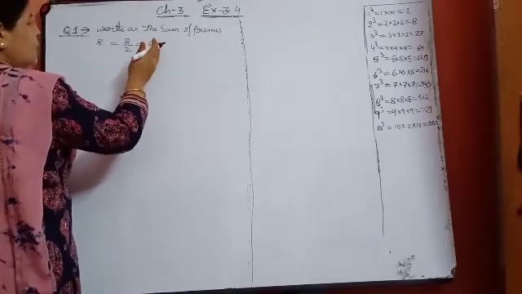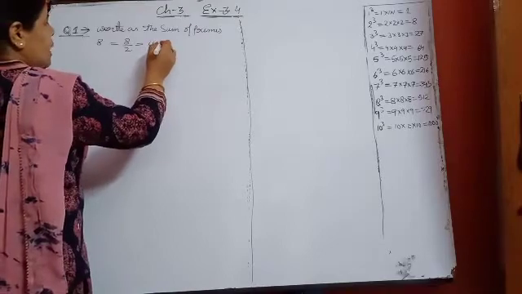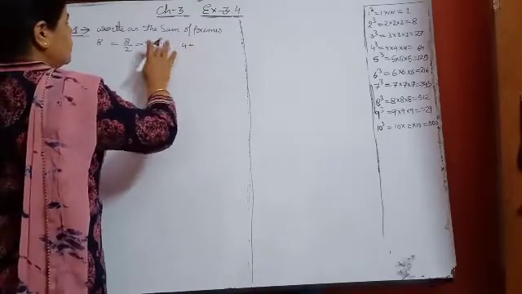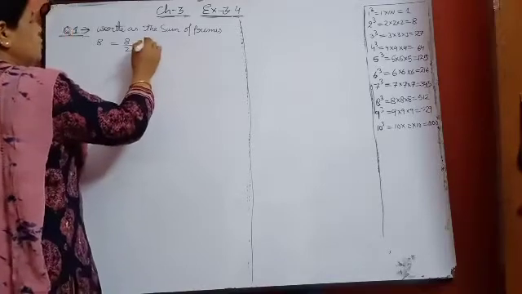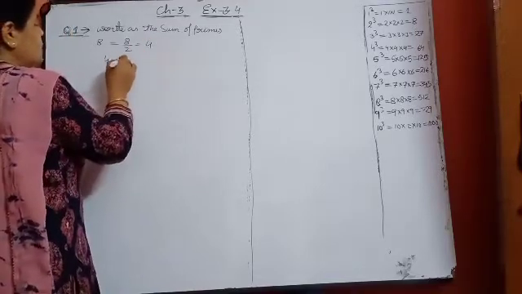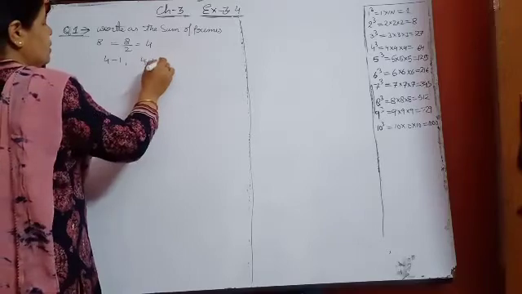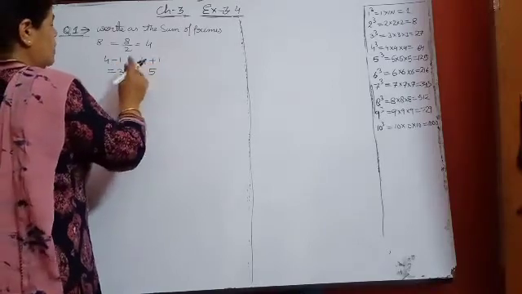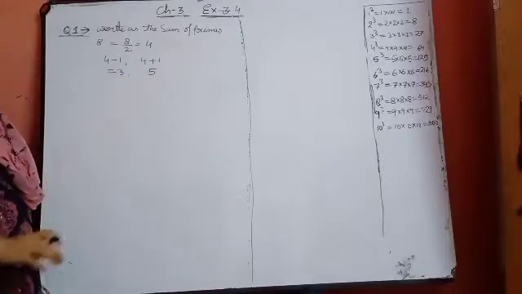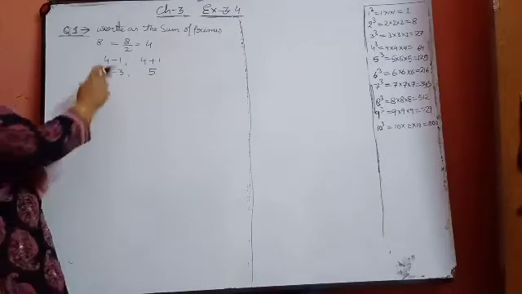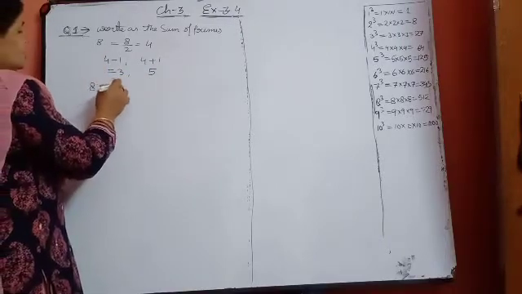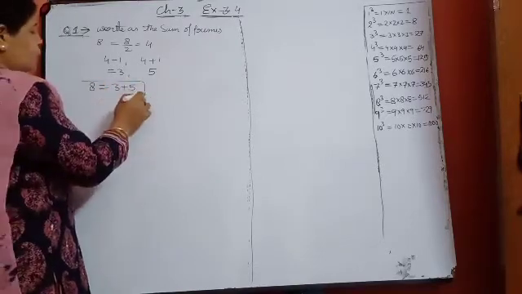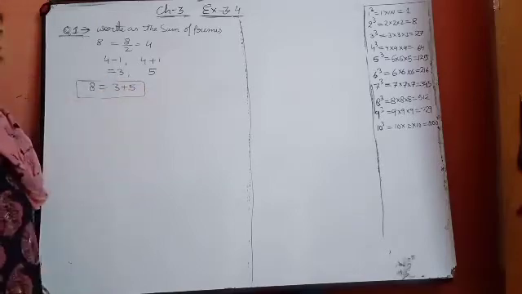In one part you subtract 1 and in the other part you add 1. Just see, 4 minus 1 and 4 plus 1. 4 minus 1 means it will be 3, and 4 plus 1 will be 5. You can see that 3 and 5 both are prime numbers. So you can write 8 is equal to 3 plus 5, and both the numbers are in the form of prime numbers.